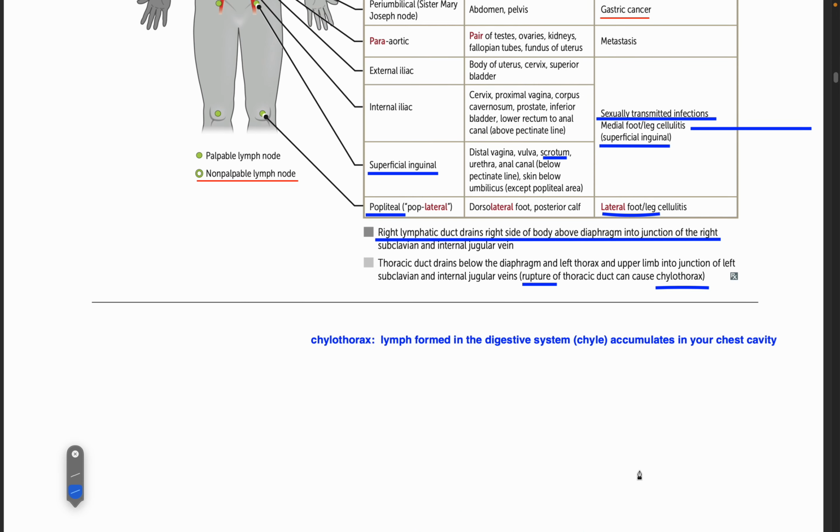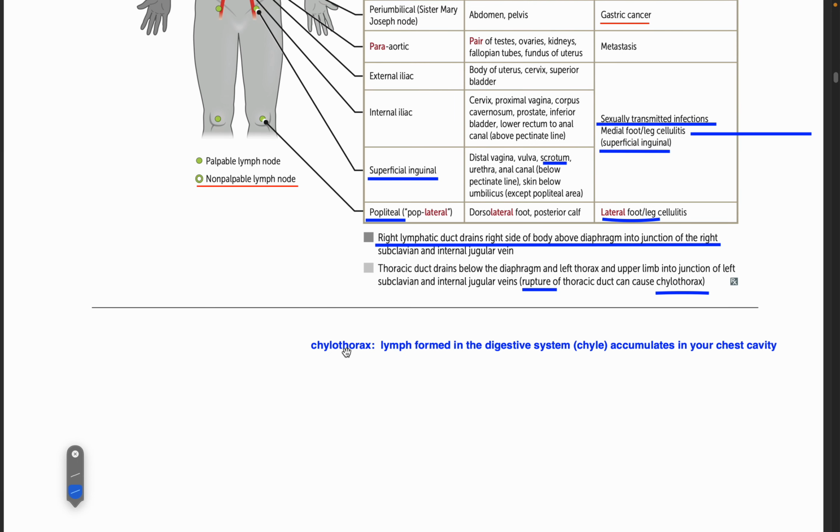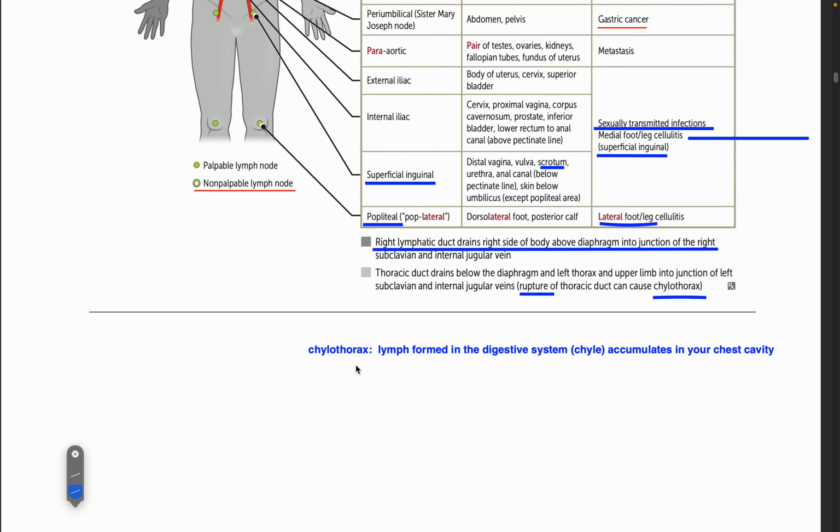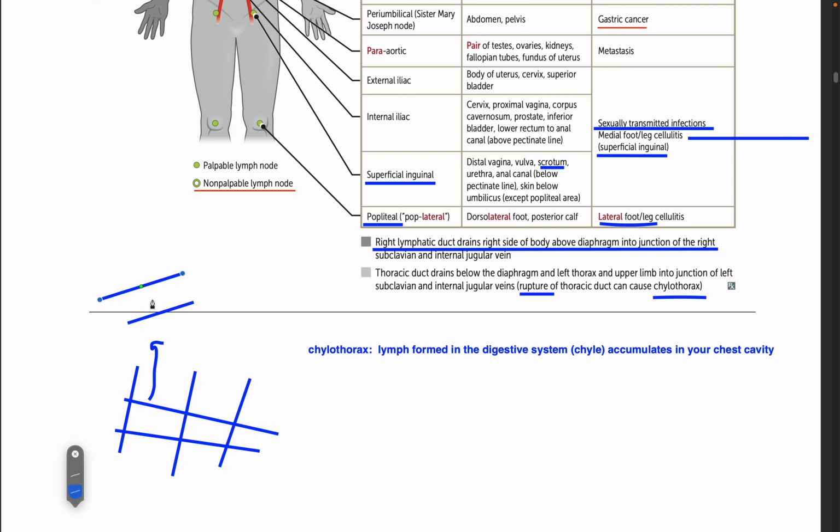You got my point? Not exactly. The chylothorax point. Okay, see, suppose this is the intestine. This is the duodenum, this is the jejunum, this is the ileum. You know from the ileum the absorption of materials occurs into the blood. This is the blood, suppose. Okay, you are getting my point.